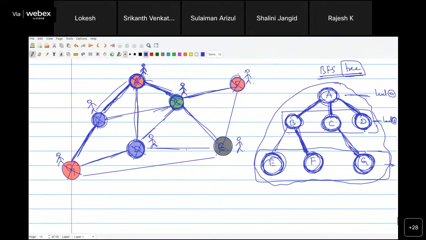tree anymore. So exploring means understand the difference between exploring and visiting. We need to explore the graph, that's it. Okay, by visiting a few vertices or all the vertices. So while I visit C, I have already explored G and that G will come in the level 2. Okay.